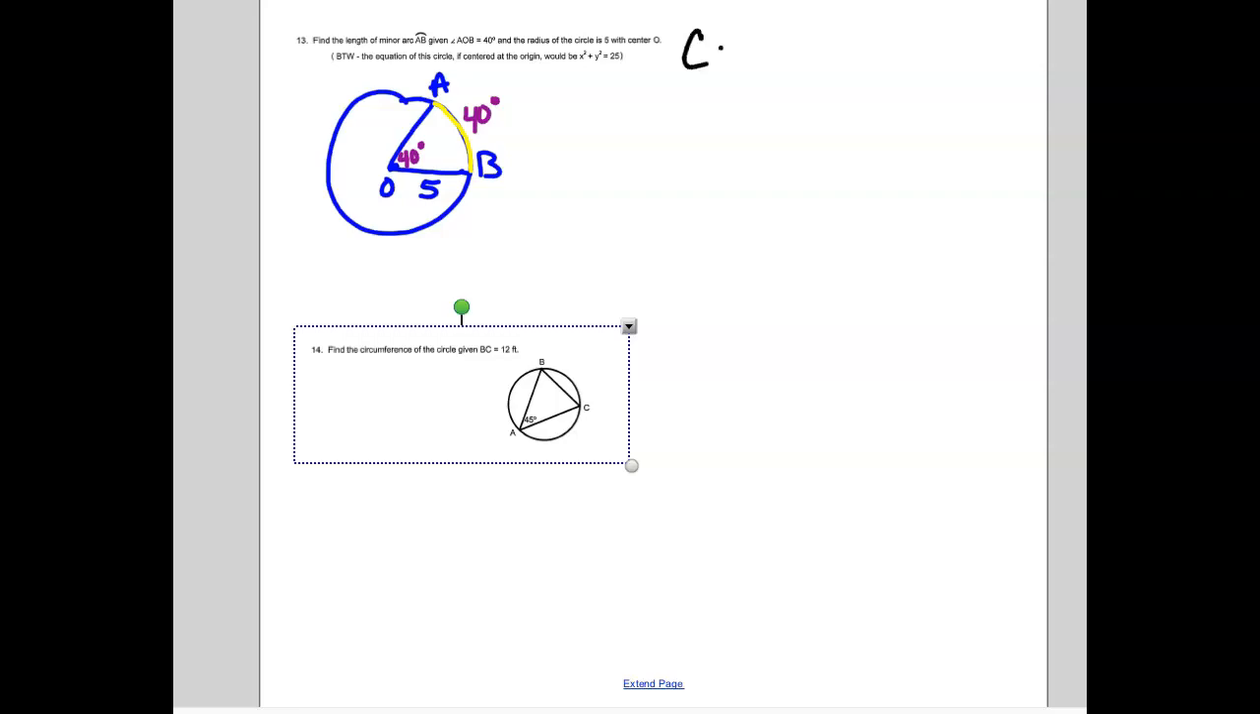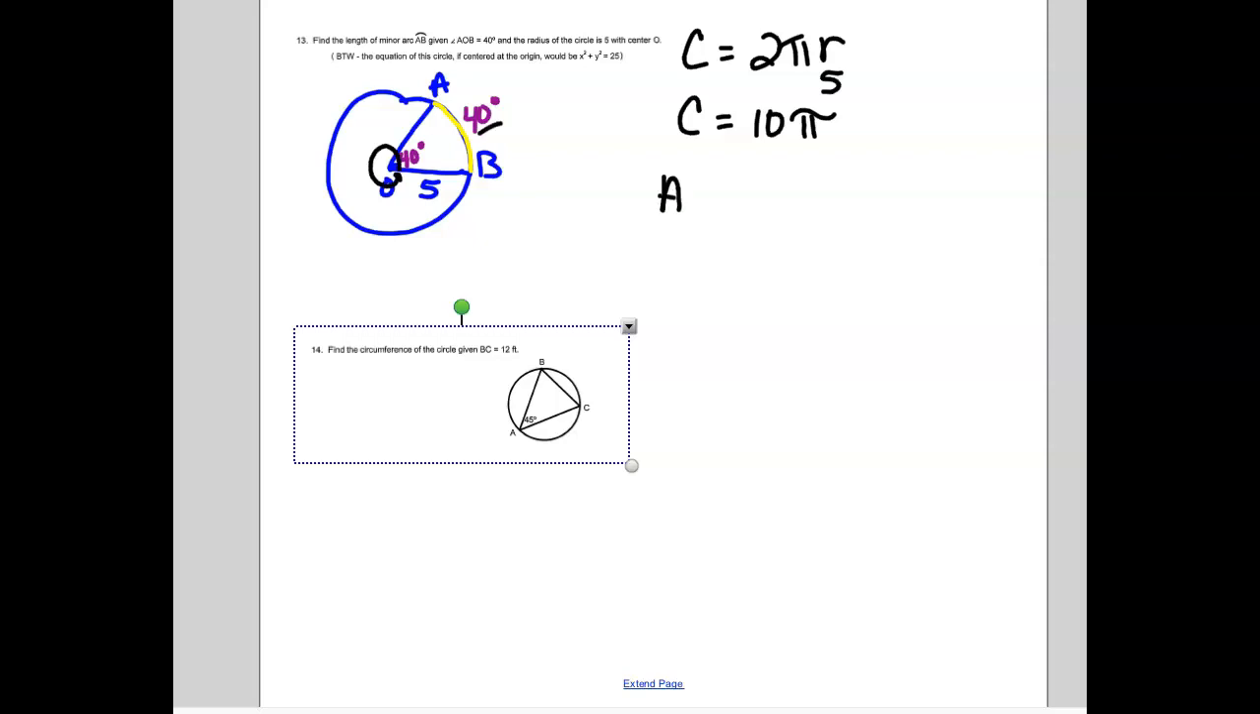Okay? Well, circumference of a circle is 2 pi r. And we were told the radius is 5. So my circumference would be 10 pi. And now we have to look at what portion of the circle we have. Our circle all the way around is 360 degrees, but we're only working with 40 degrees of that.